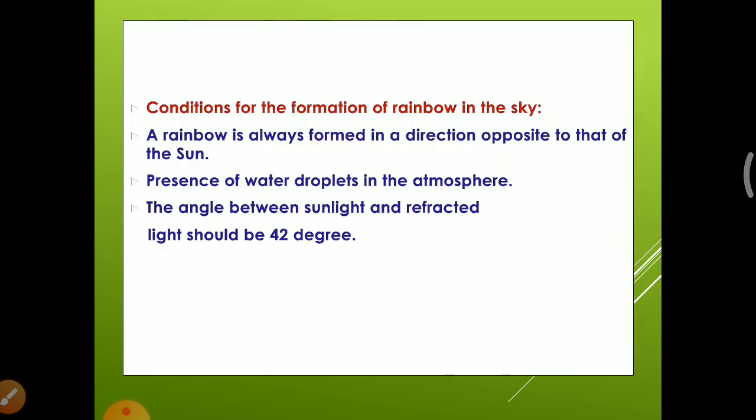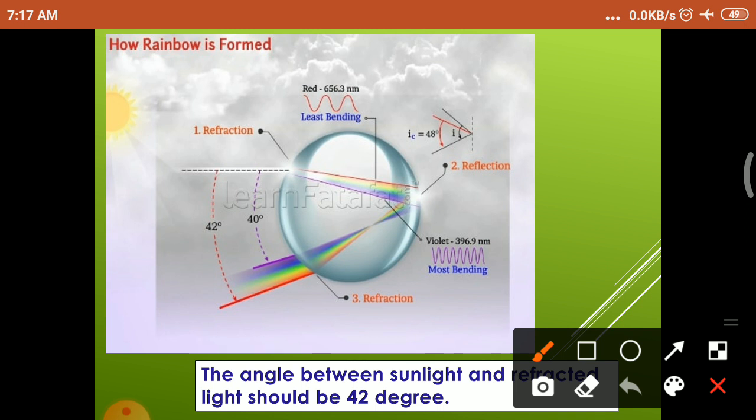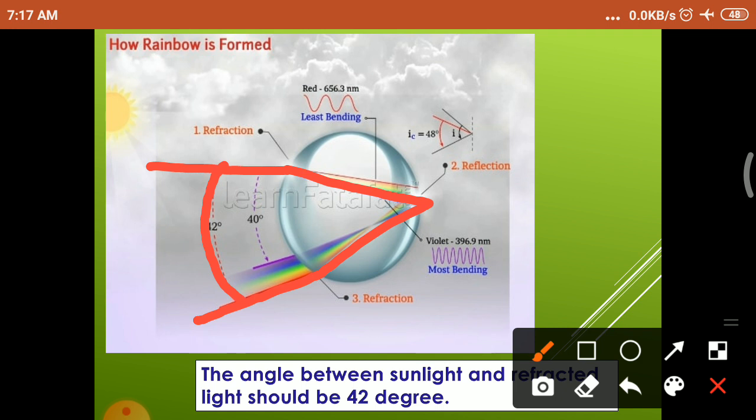So, the conditions for the formation of a rainbow in the sky: A rainbow is always formed in a direction opposite to that of the sun. Presence of water droplets in the atmosphere. The angle between sunlight and refracted light should be 42 degrees. And look here. This is the sunlight. After completing the process, this is the refracted ray. So the incident ray and refracted ray angle must be 42 degrees. Then only the rainbow will form in the sky.